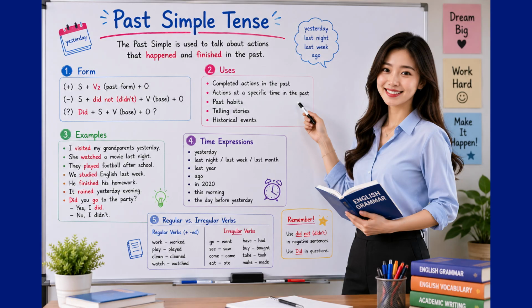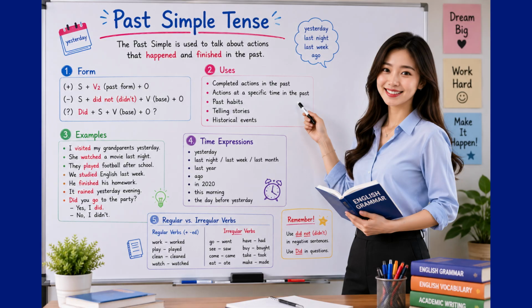5. To talk about historical events. The past simple is often used when discussing history. Examples: Christopher Columbus arrived in America in 1492. The Second World War ended in 1945. Cambodia gained independence in 1953. Humans landed on the moon in 1969. These events happened at specific times in history.